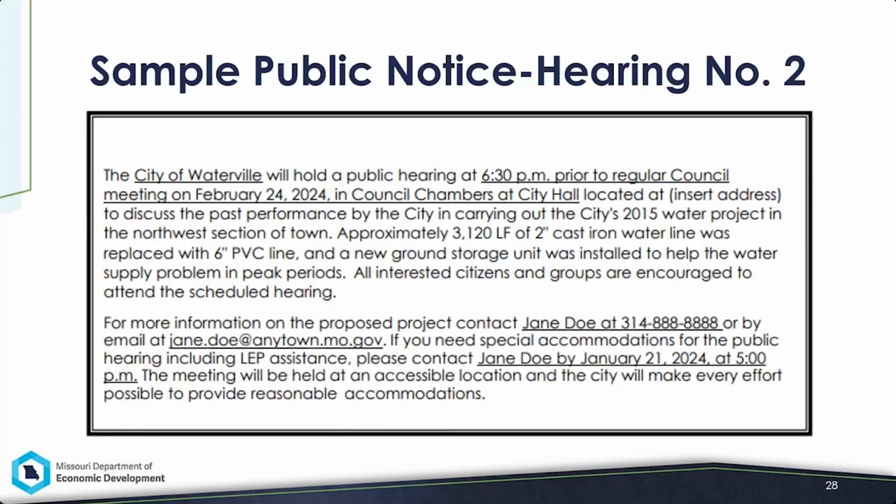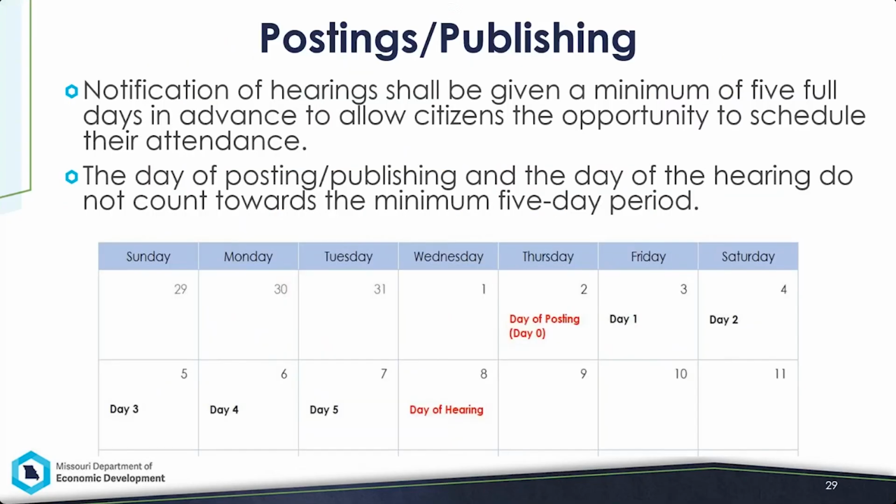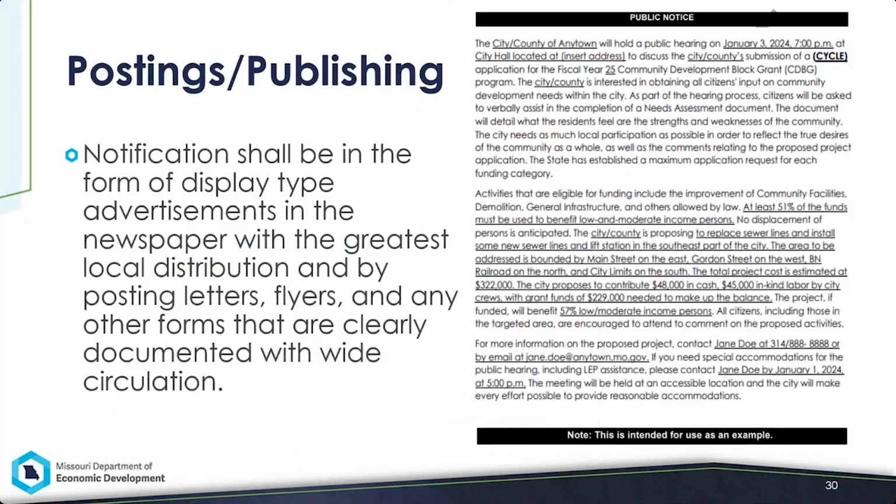So when posting and publishing the notice, the notification of the hearing shall be given a minimum of 5 full days in advance to allow citizens the opportunity to schedule their attendance, and the day on which the public hearing notices are advertised and the day of the public hearing do not count towards the minimum 5-day period. The example of this hearing notice, again, is located in the guidelines and at the end of this training.